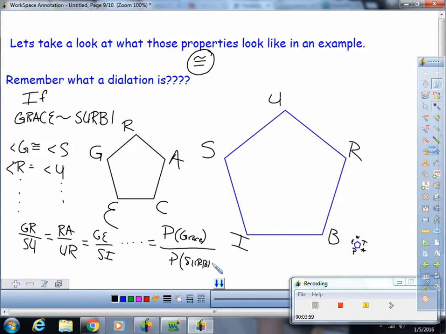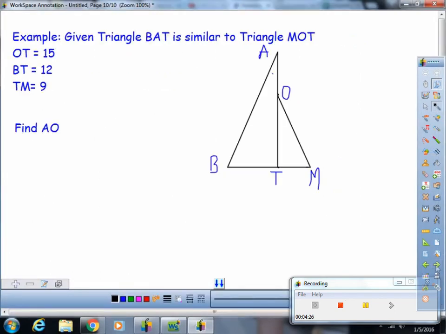So, for example, if GR is 1, and SU is 3, and then we find out that GE is 2, then SI must be 6. That's what proportional means, okay? So those are the properties of similar figures. Now let's just do one example here. We're given a similarity statement that triangle BAT is similar to triangle MOT, okay?